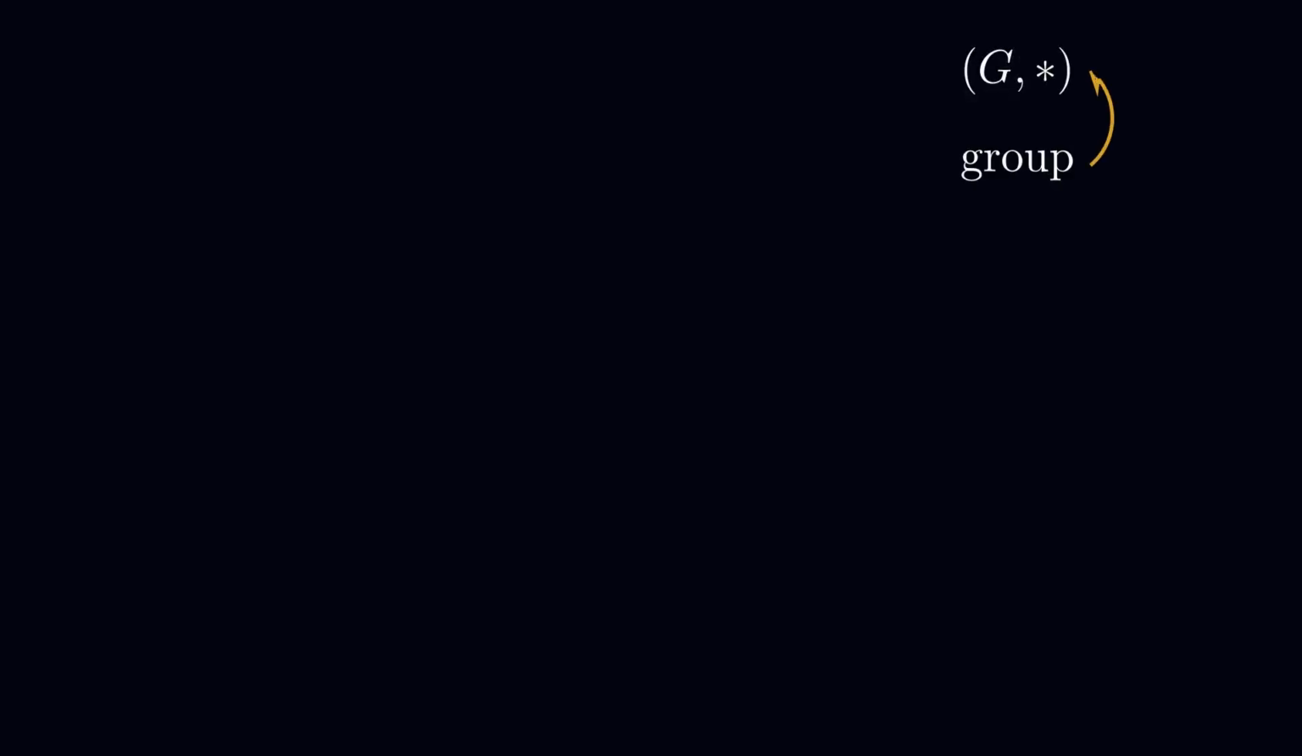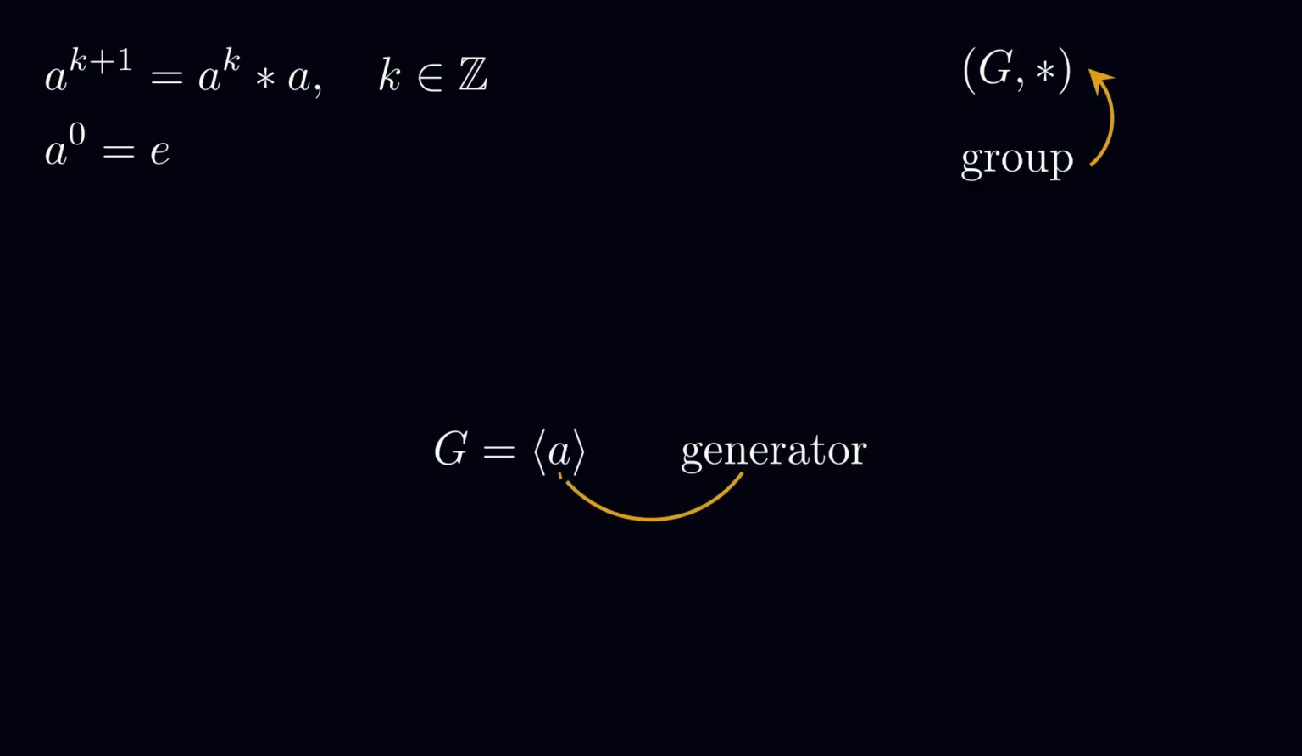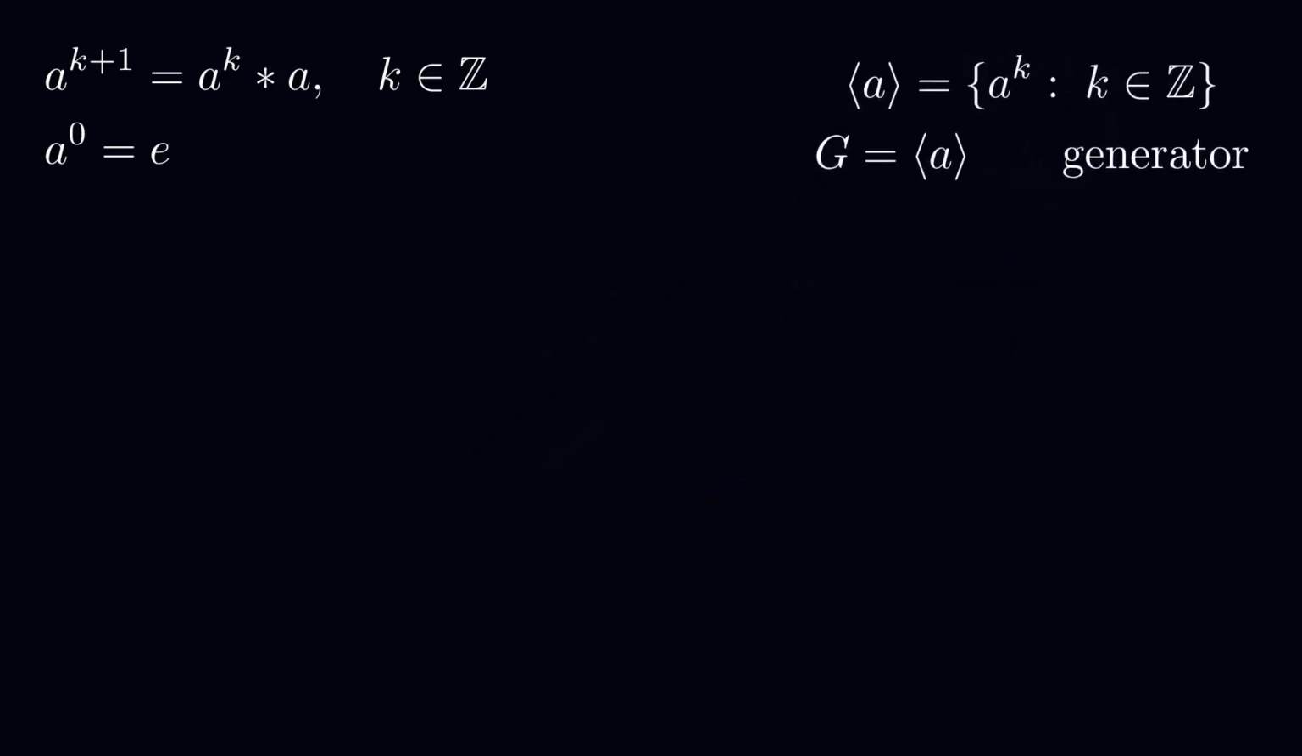We would like to define what it means to take the power of elements. We say that a^(k+1) is a^k times a, where k is an integer. a^0 is the group's neutral element. Now, when we have it, we can introduce the definition of a generator. We say A from group G is a generator of G if the set of all integer powers of A is G. Using the generator, we can generate the entire group.